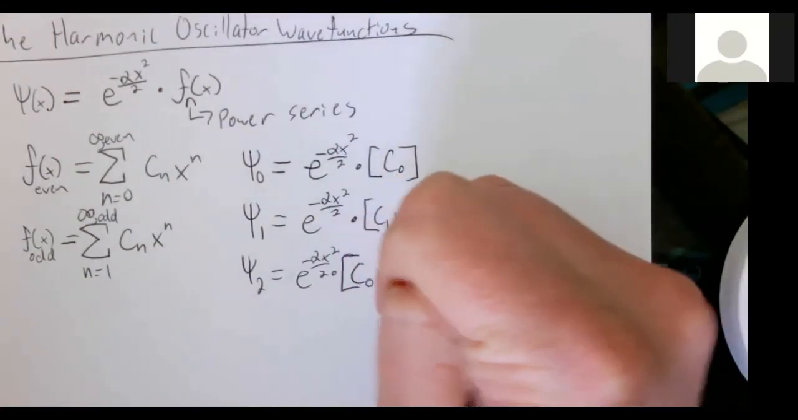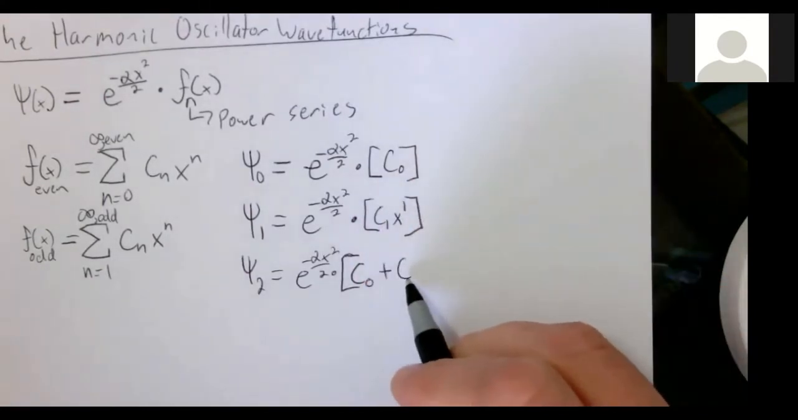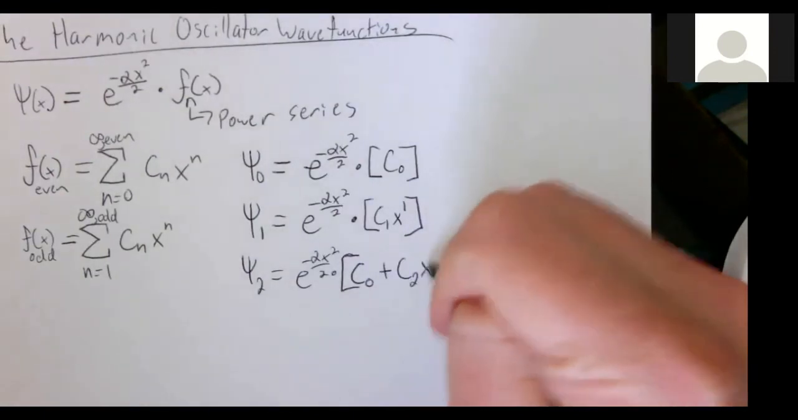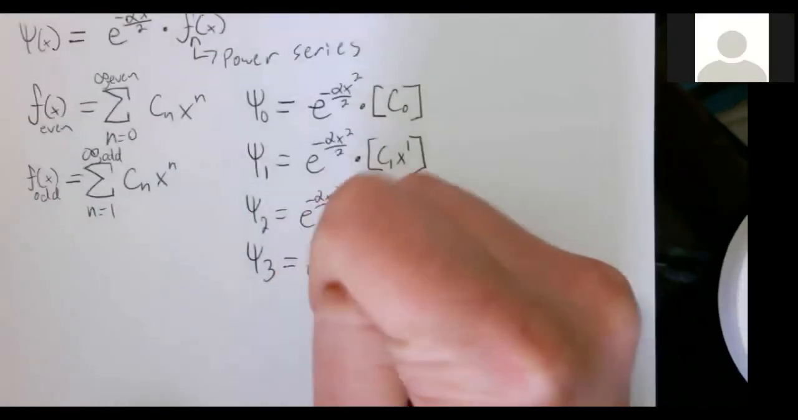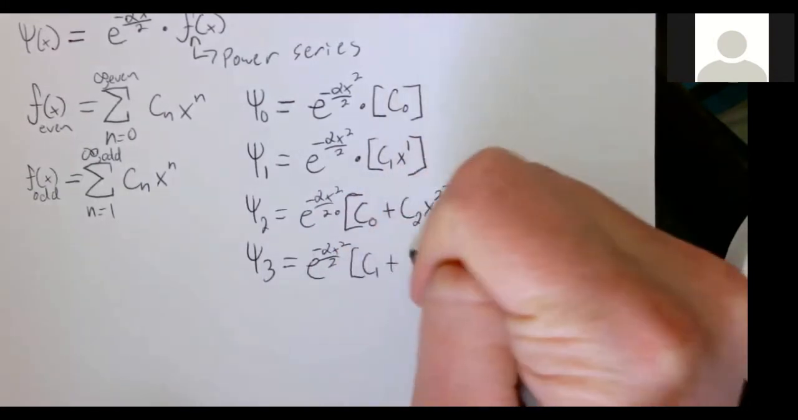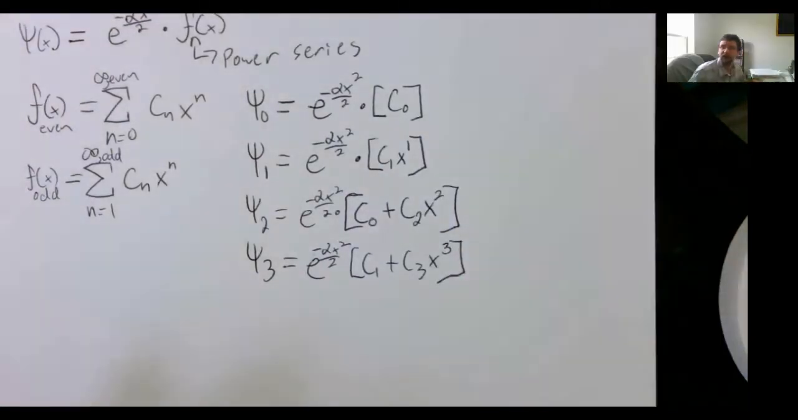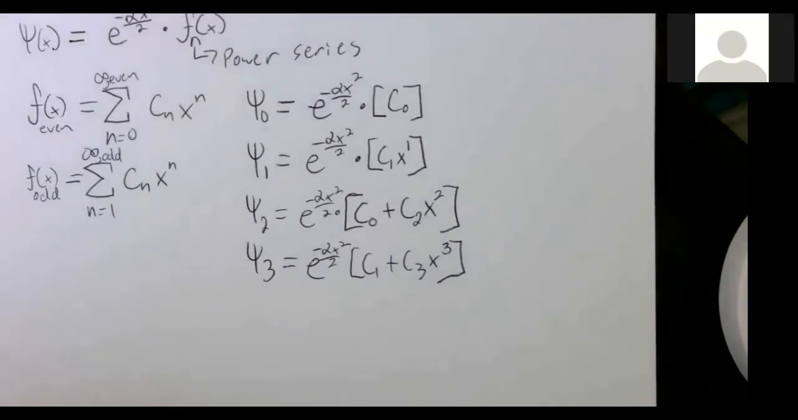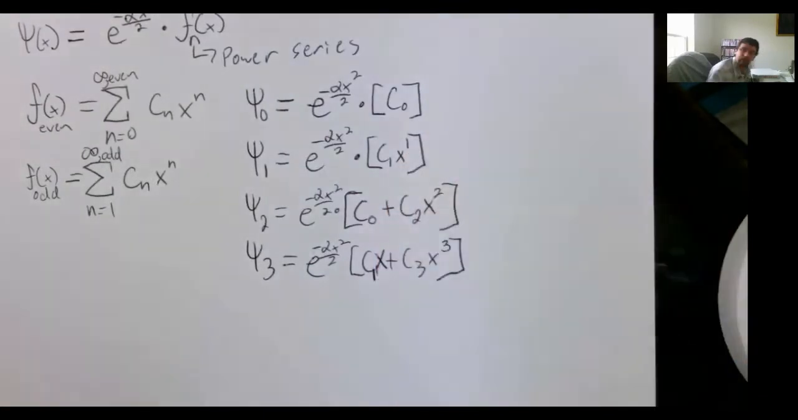C0 plus C1x1. No, we're just doing evens. So then it'll be C2x squared. Psi 3 will be C1x1 plus C3x cubed. So does it make sense for people? Would that be C1 times x? Yes, I'm sorry, there should be an x there, my bad. Is that making sense to people?